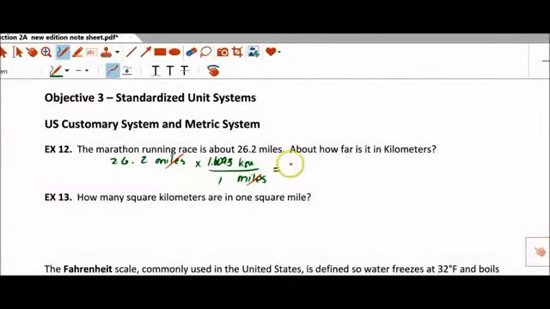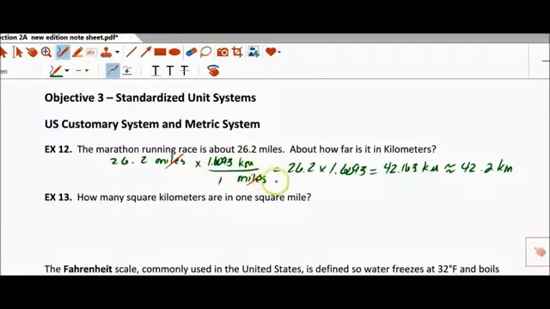So I'm going to need to multiply. The arithmetic will be 26.2 times 1.6093. So do that math. So 42.163 kilometers. I would just call that, rounding it to the nearest tenth, 42.2 kilometers. Now this isn't the only conversion factor you could have used. There was another one on that sheet that said 1 kilometer is 0.6214 miles. So suppose I use that one instead.